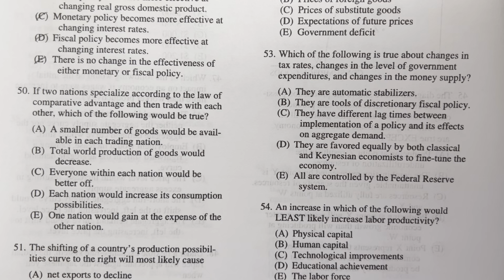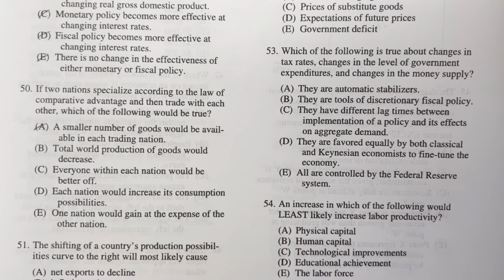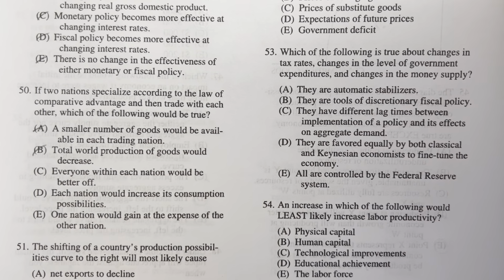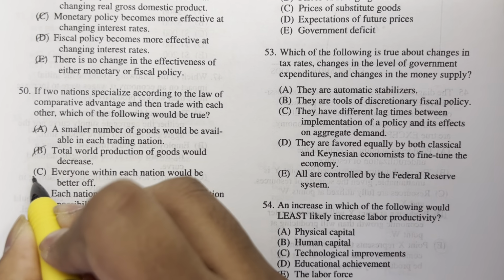50. If two nations specialize according to the law of comparative advantage and then trade with each other, which of the following would be true? Small number of goods would be available in each trading region. No. Total world production of goods would decrease. No. Everyone within each nation... No. Each nation would increase its consumption possibilities. Yes. One nation would gain at the expense of another nation. No.